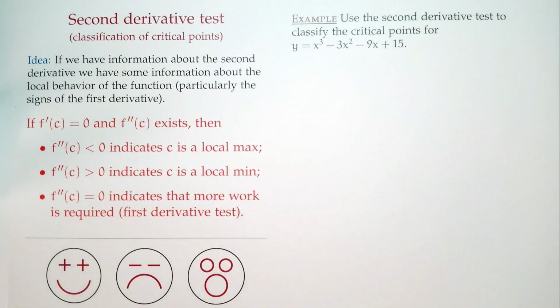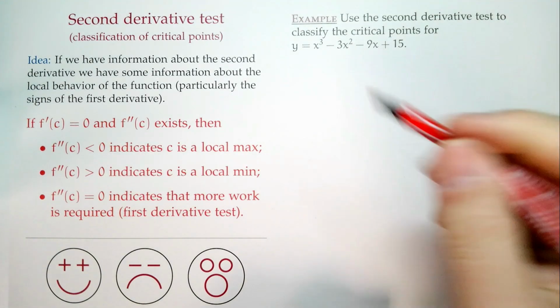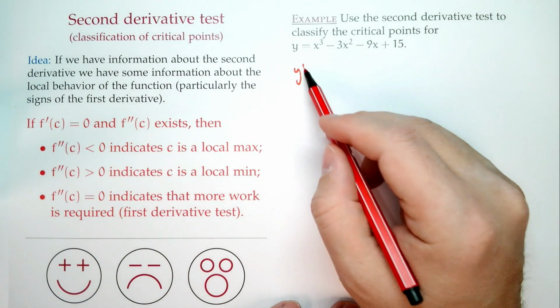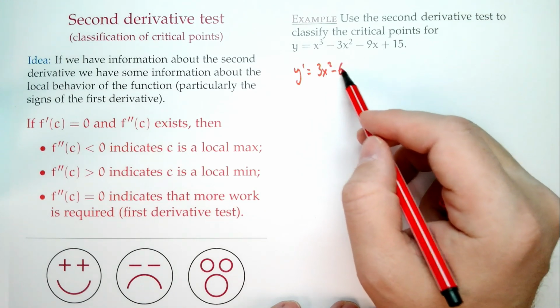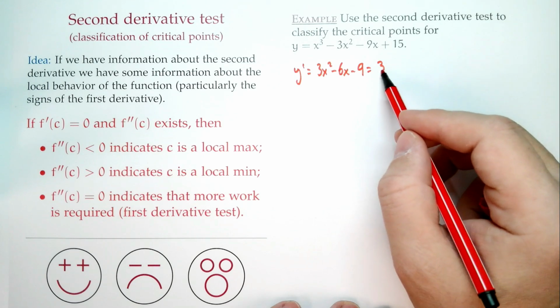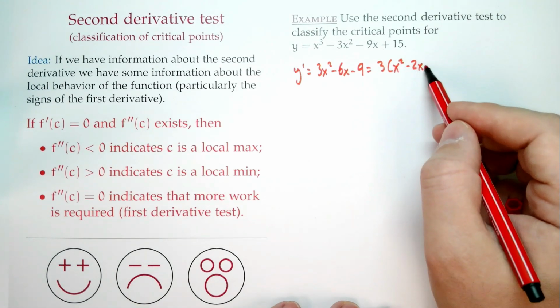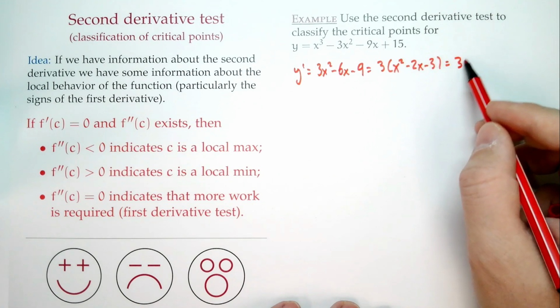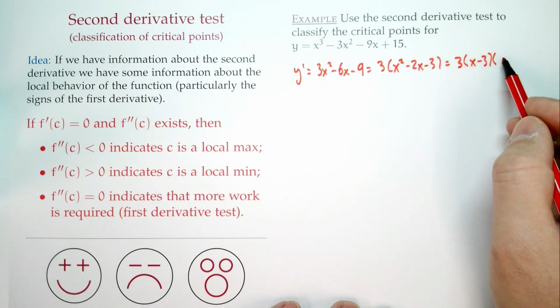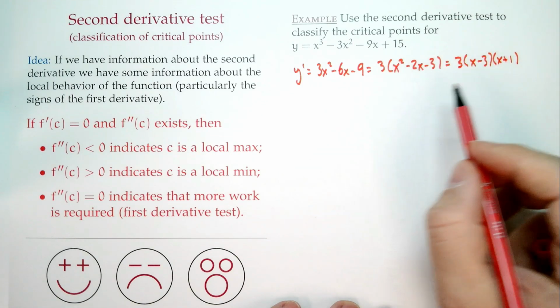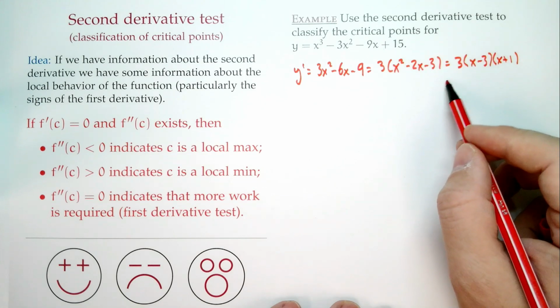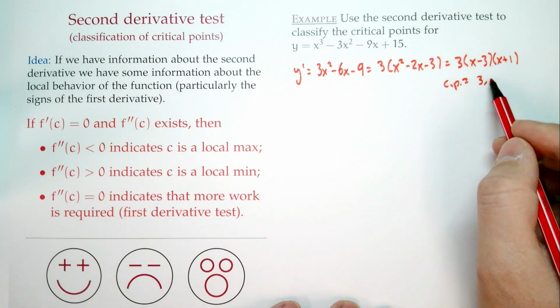Okay, so let's actually do an example where we use the second derivative test. Use the second derivative test to classify the critical points of x cubed minus 3x squared minus 9x plus 15. Sounds a little bit familiar. Remember, this was the same curve we talked about a minute ago, so it's easy to take the derivative, but this time we actually have to pay attention and factor. This factors pretty nicely: (x minus 3)(x plus 1). That tells us our critical points are at positive 3 and negative 1.